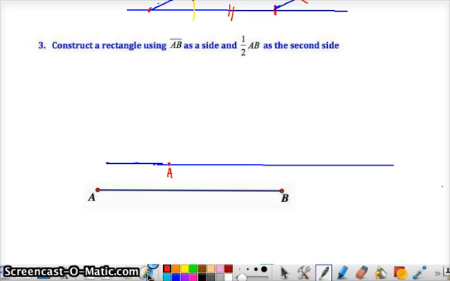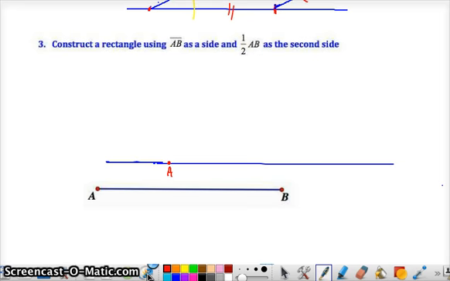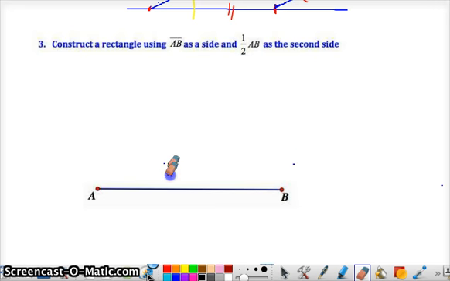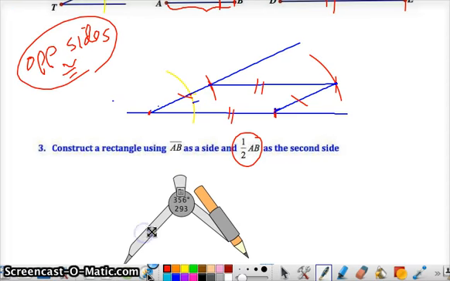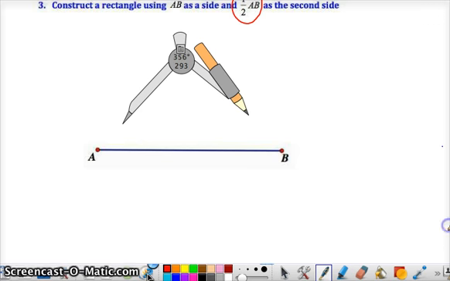Okay, number 3. Construct a rectangle using segment AB as a side and half AB as a second side. Sorry, so I don't even probably need to create it again. It says we're going to use it as a side, so I'm going to go ahead and use this as the base of the rectangle. But if I have to use half AB, you can't use your ruler and just measure half. You have to bisect it using your compass. Okay, so bisect this using your compass.